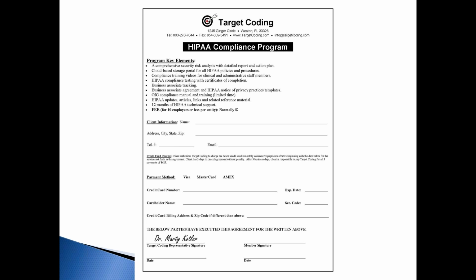So ours includes a comprehensive security risk analysis, which you can use towards your MIPS incentive program. Cloud-based storage portal, so everything's in the cloud digitally, and we send you everything in a hard copy binder, so you get both. Compliance training videos, business associate tracking. This includes a general billing and coding policy and procedure manual. An OIG Medicare procedure manual is included. $100,000 of cyber liability insurance is included.